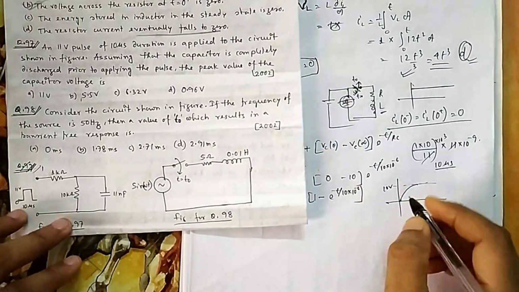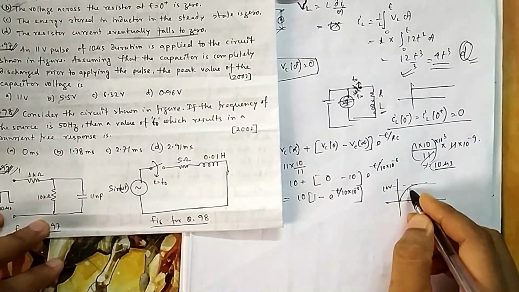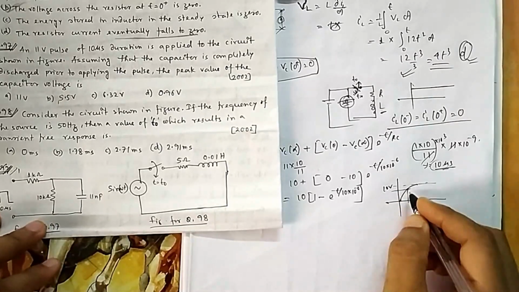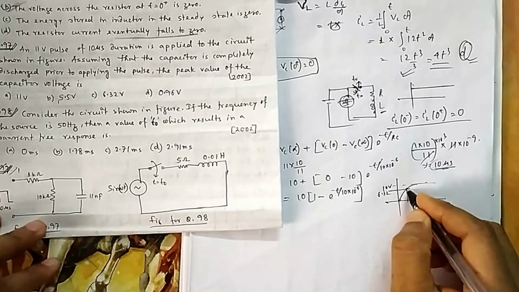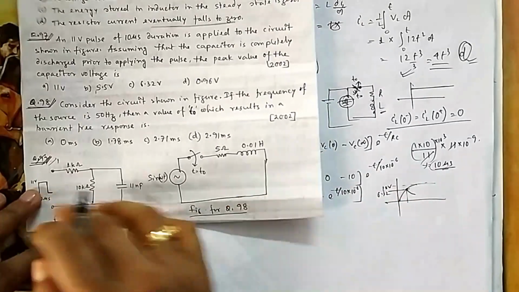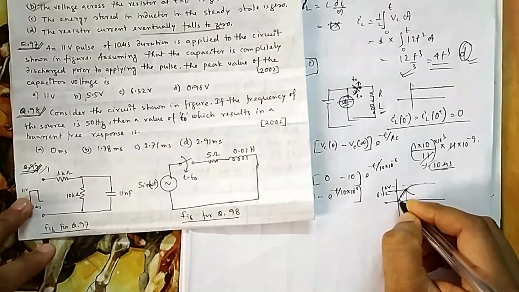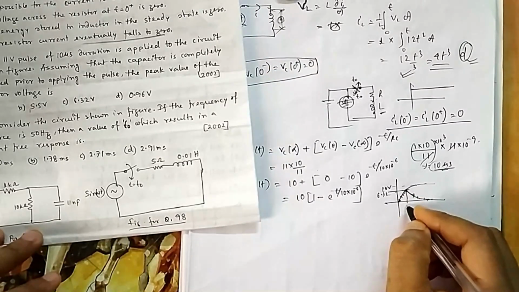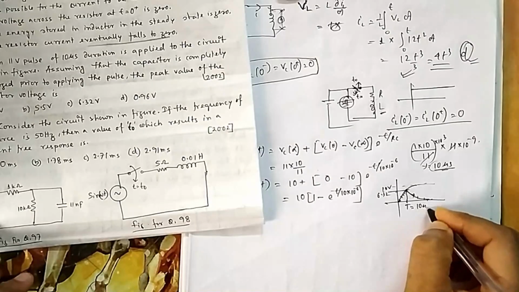Because your time constant is 10 microsecond, at one time constant it reaches up to 63.2% of this value. So up to this much it will rise, and then it will try to decrease, because the source is not there. So here the waveform will increase like this, then it will decrease. So the peak value will be here at what level? At t equal to 10 microsecond.